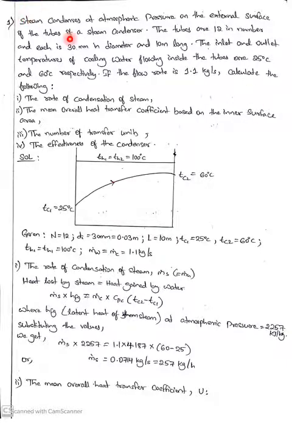So the very first problem: steam condenses at atmospheric pressure on the external surface of the tubes of a steam condenser. The tubes are 12 in number, and each is 30 mm in diameter and 10 mm long. The inlet and outlet temperatures of the cooling water flowing inside the tubes are 25 degrees Celsius and 60 degrees Celsius respectively. If the flow rate is 1.1 kg per second, calculate the following. He is asking the rate of condensation of steam, the mean overall heat transfer coefficient based on the inner surface area, the number of transfer units, and the effectiveness of the condenser.